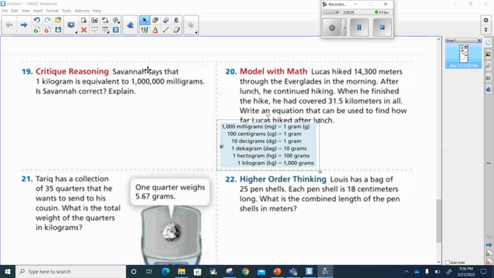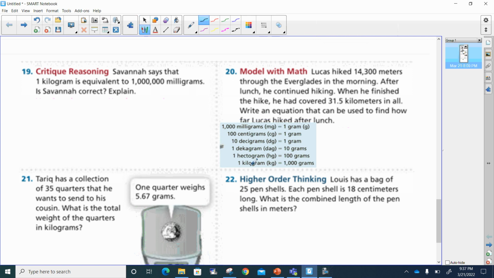All right, guys, here we go. It says, Savannah says that 1 kilogram is equivalent to 100,000 milligrams. Is Savannah correct? Well, when I look over here, do I have a conversion from kilograms to milligrams? I see kilograms over here going to grams. And so let's see. But this says milligrams. So kilograms to milligrams, I don't have. I do have where 1,000 milligrams equal to 1 gram. So it looks like I'm going to have to do two conversions here.